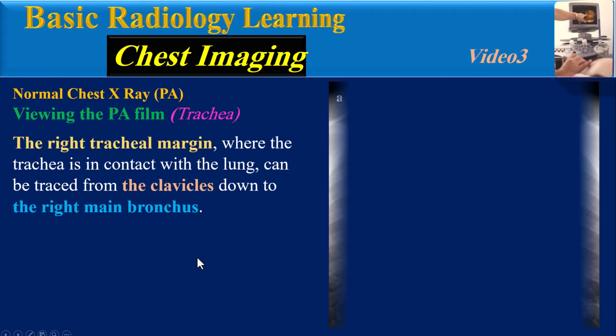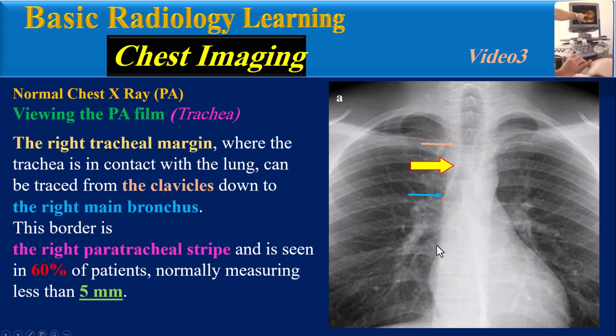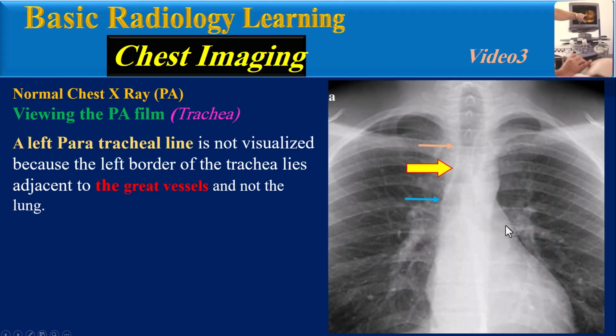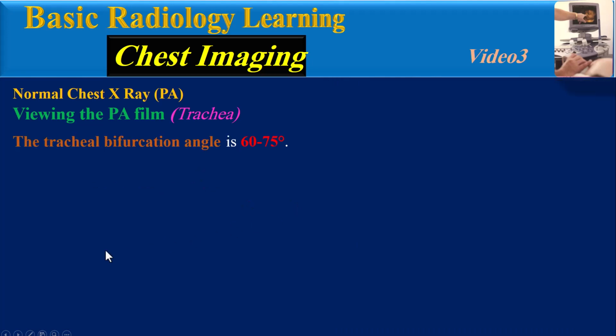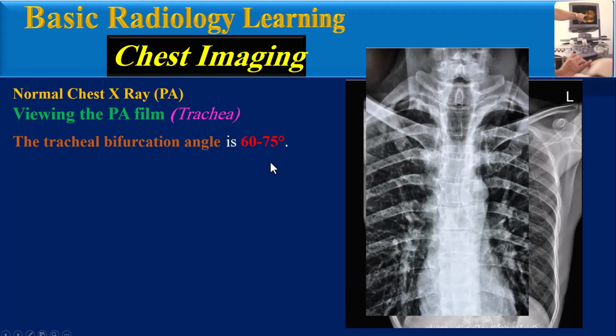The right tracheal margin, where the trachea is in contact with the lung, can be traced from the clavicles down to the right main bronchus. This border is the right paratracheal stripe and is seen in about 60% of patients, normally measuring less than 5 mm. A left paratracheal line is not visualized because the left border of the trachea lies adjacent to the great vessels and not the lung. The tracheal bifurcation angle is about 60 to 75 degrees.